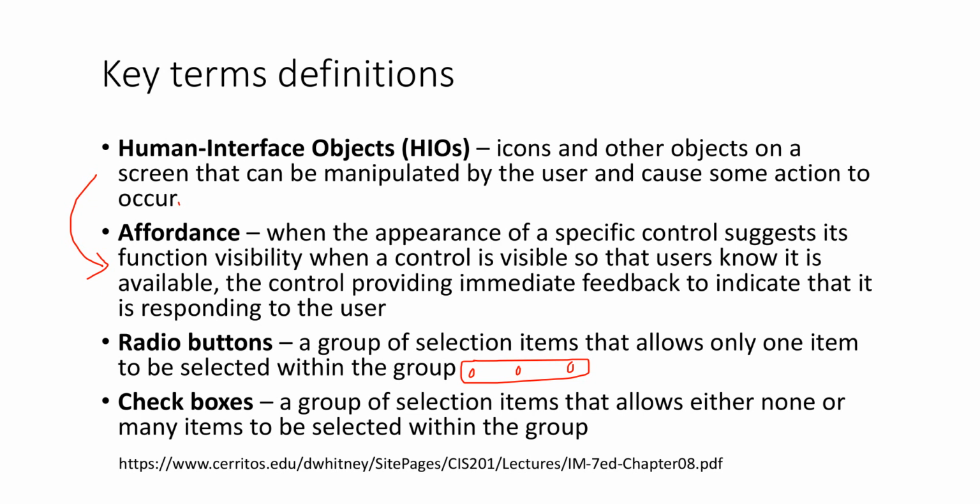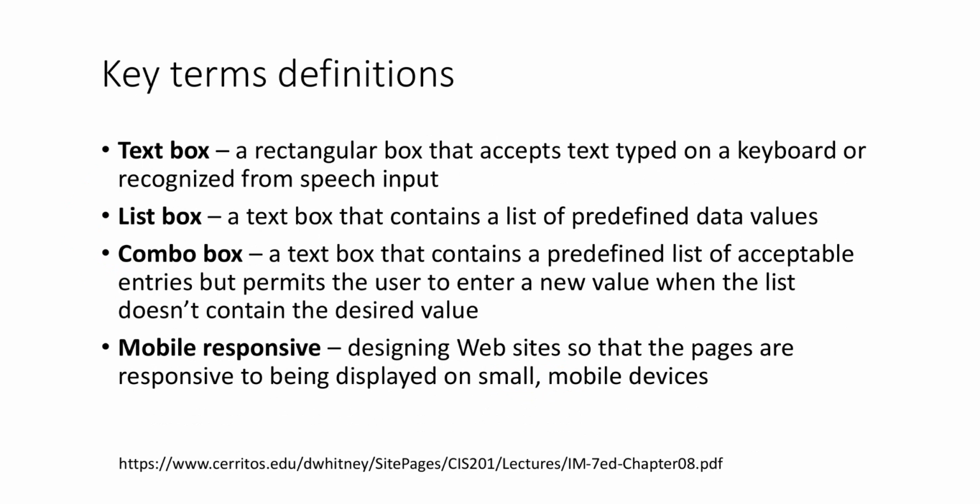Likewise, you will talk about text boxes, list boxes, and combo boxes. A text box is generally a rectangular box that accepts text typed on a keyboard or recognized from speech input. You can speak like you do on Google search, or you can type with the help of a keypad. Then we come to a list box. A list box is another type of text box, but it contains a list of predefined data values.